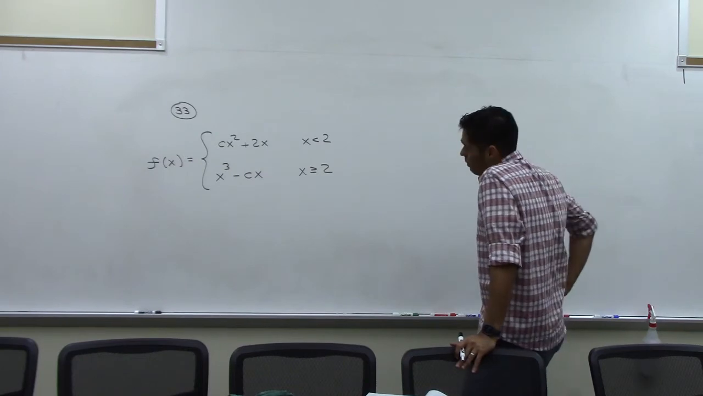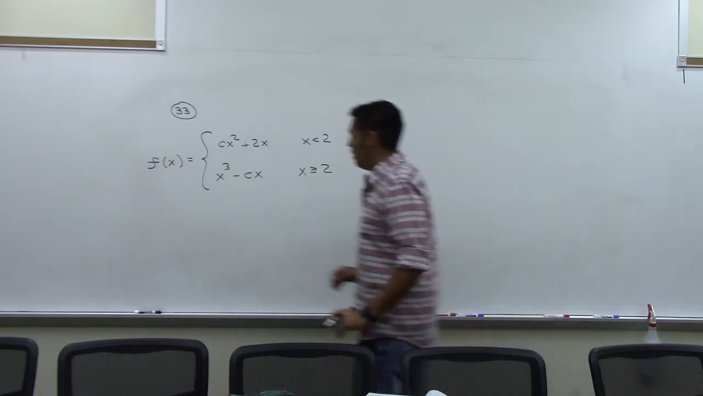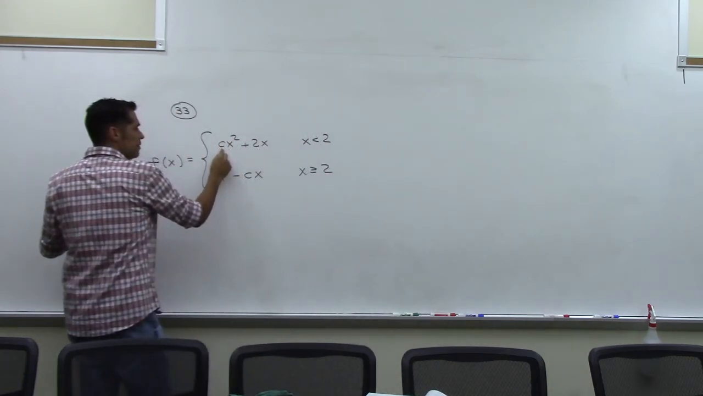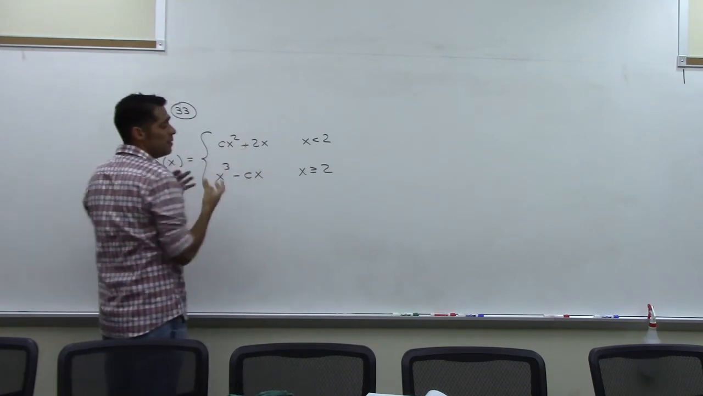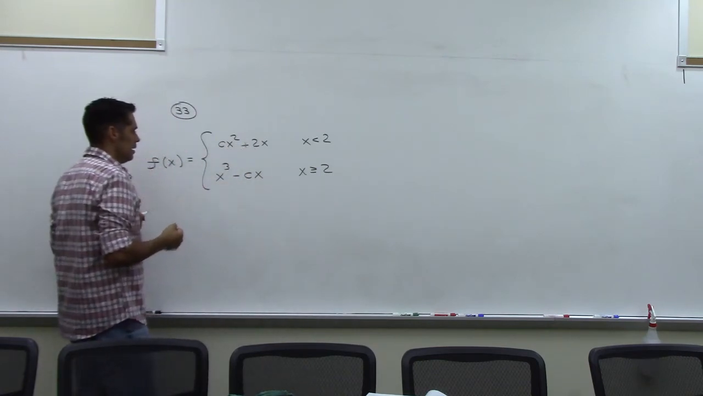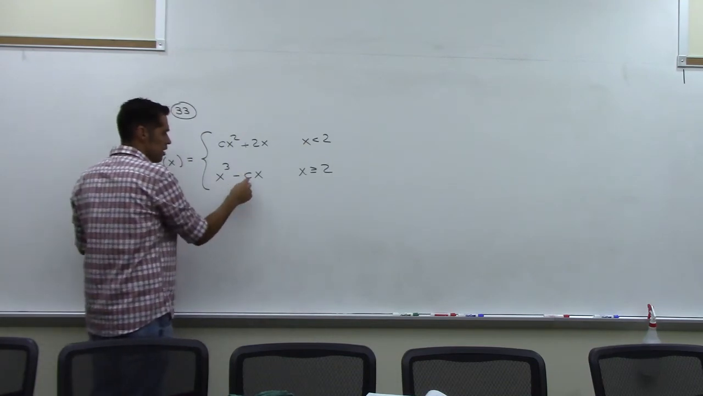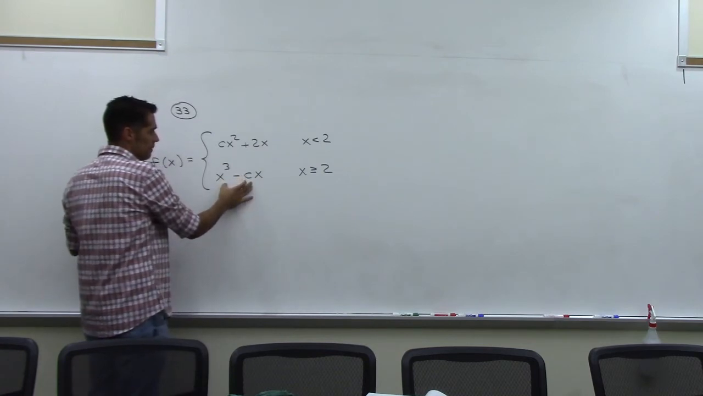So they want to know, well, let me say it this way. This is a parabola. If I change the value of c, it's going to change the shape of that parabola. And I'm sure I showed you this in class. If this is a cubic function, if I change the value of c here, it's going to change what this looks like.